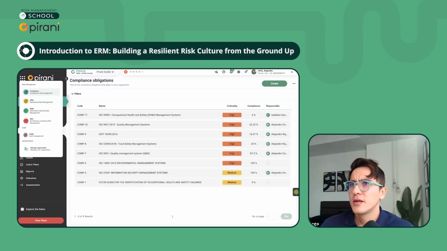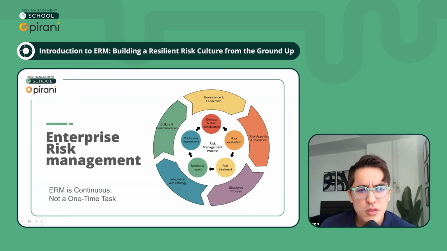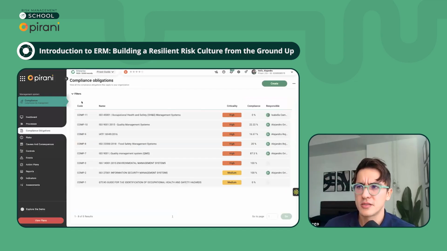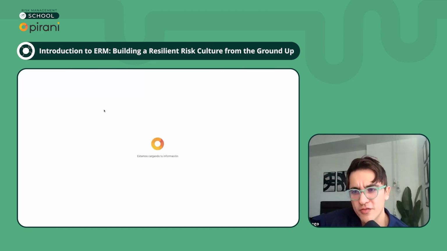And let's go back into the software to show. I'm going to work with the COSO cube in this experiment because I think it is very graphic and explains a lot. So now we have integrated risk management. We're going to talk about defining the organizational structure, board policies, and managing appetite. We have the processes that are shared for different systems.